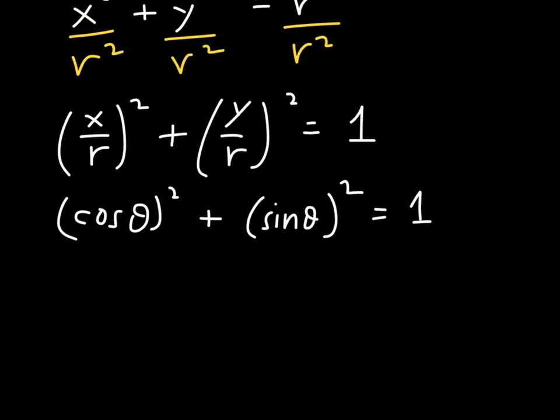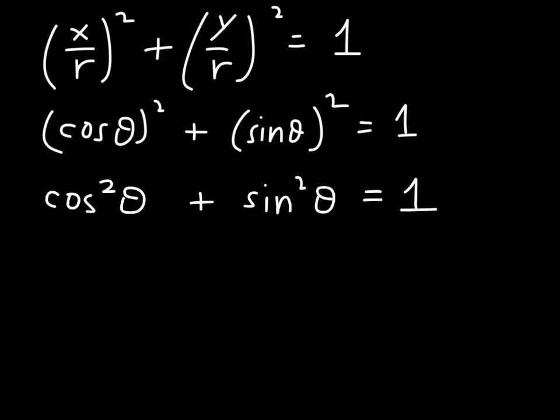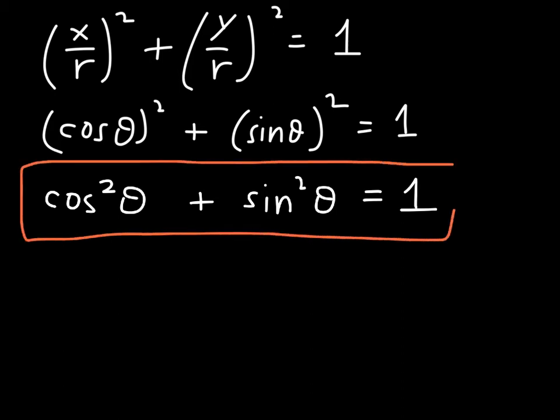Now, notationally, cosine of theta quantity squared is the same thing as saying cosine squared of theta. Plus sine of theta quantity squared is the same thing as saying sine squared of theta. Okay, now this, ladies and gentlemen, is your main Pythagorean identity. Okay, that's your main Pythagorean identity. Please jot it down. Please highlight it.